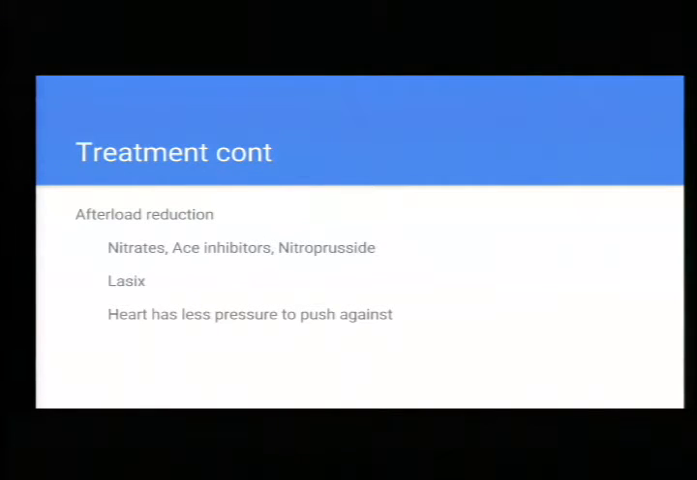And then we talk about afterload reduction with ACE inhibitors, nipride. Lasix is still in our protocol. If you have about a 5-minute transport time, you're not going to see much improvement with it. You've got 20 minutes to an hour before you're going to get much of that.